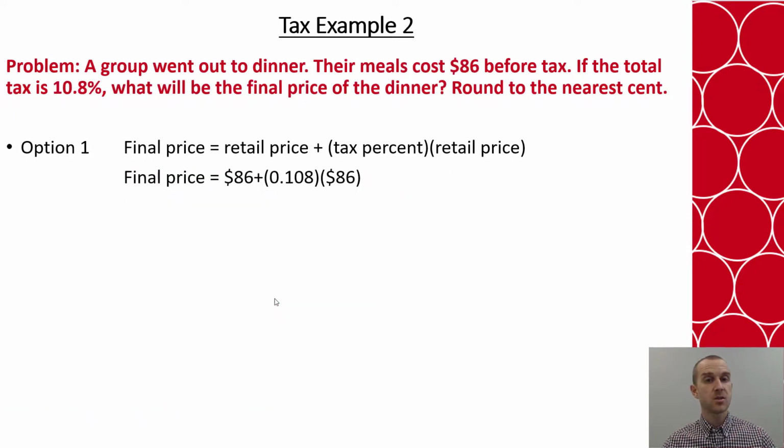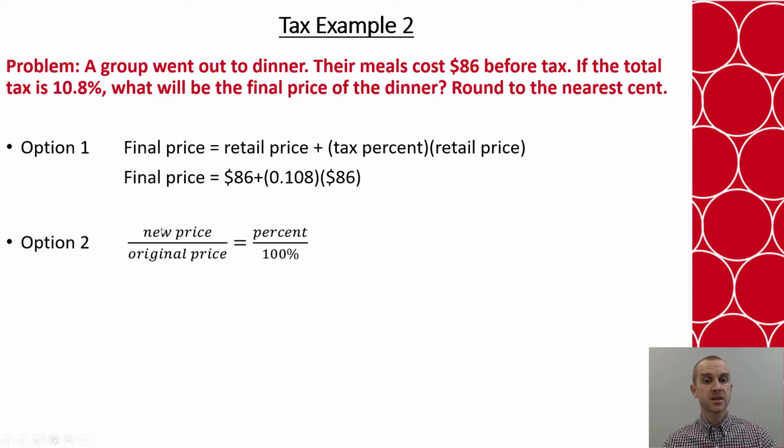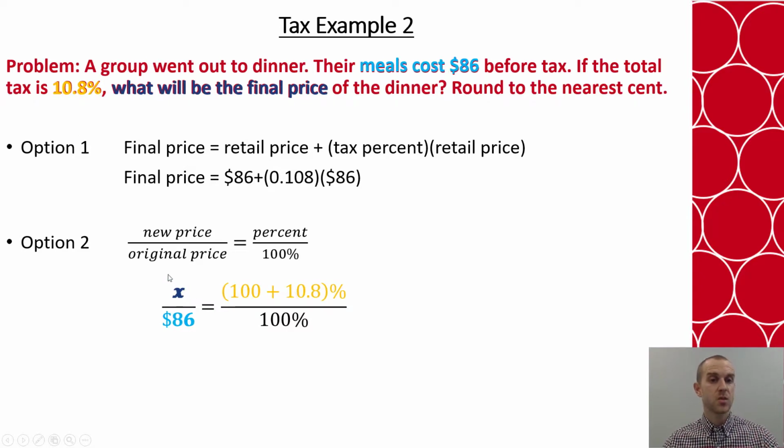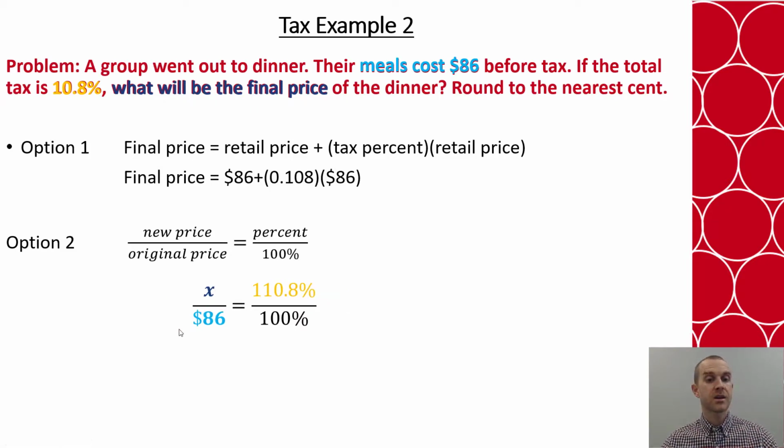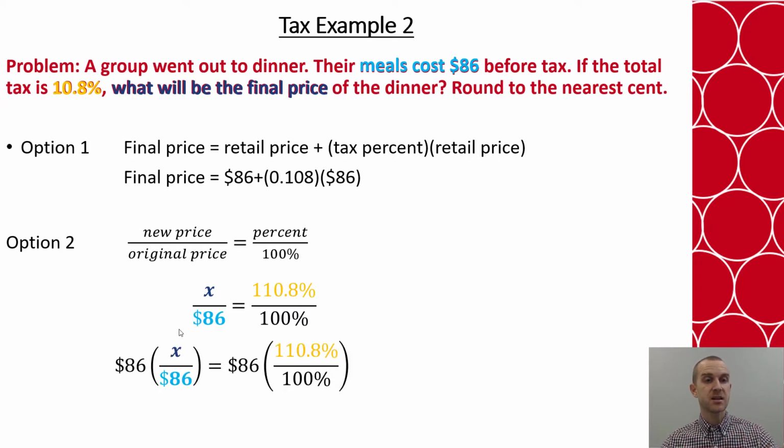Now what if I wanted to use the proportional reasoning? It's going to follow the same method. The new price again is going to be the final taxed price, which we do not know. The original price is what we initially paid for the food, which is the $86. And the percent is not just the 10.8%, but it's 100 plus the 10.8%. Because again, my final cost has to be more than the cost of the initial meal. So now I can either cross multiply or I can multiply both sides by $86.